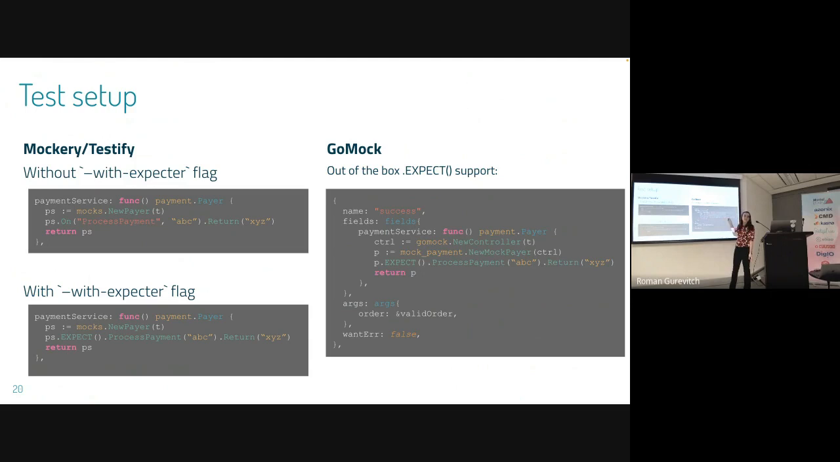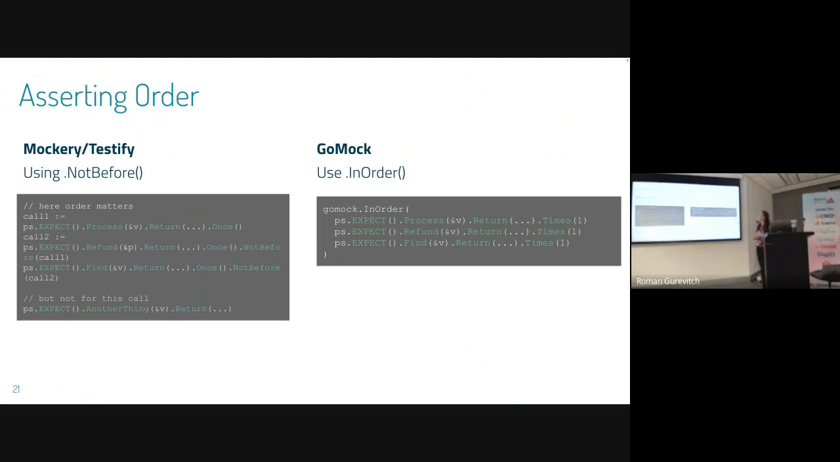Then asserting order. This is really where I think GoMock shines compared to Testify. With Testify, we have this annoying one, not before, which looks really ugly. I went over that. GoMock has in order. And look at that, they're in order. So easy to read, absolutely great. They've had it for a very long time. Mockery only brought this in not too long ago, or Testify in that case. The after was already taken, and so it's not before, and we'll just do it this way.